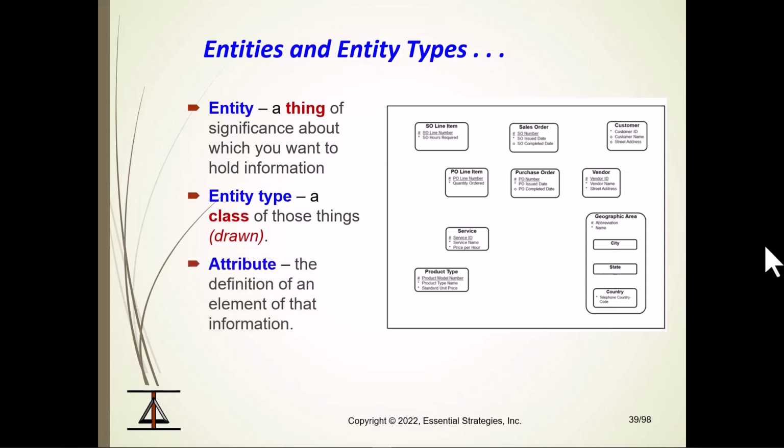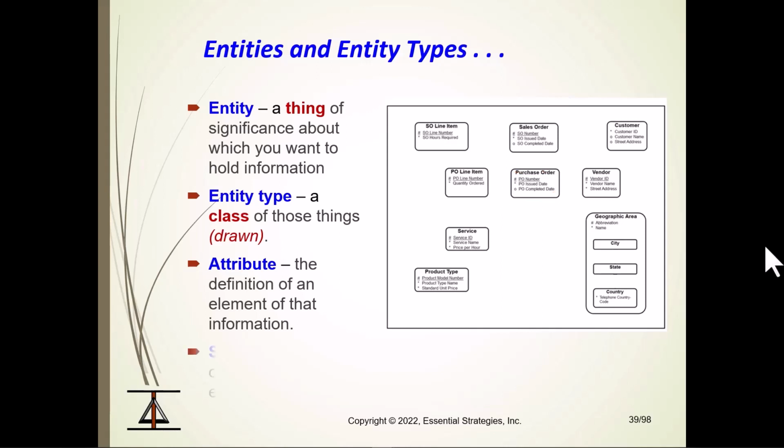The next term to be defined is attribute. This is the definition of an element describing that class. Here are attributes, kinds of information that you want to hold for each entity in that entity type. For example, purchase order is described in this model as being described by PO number, PO issue date, and PO completed date. Later, we will describe the symbols next to each attribute.